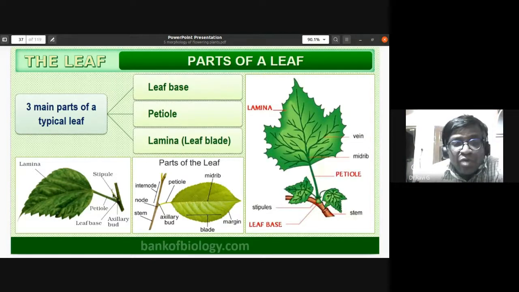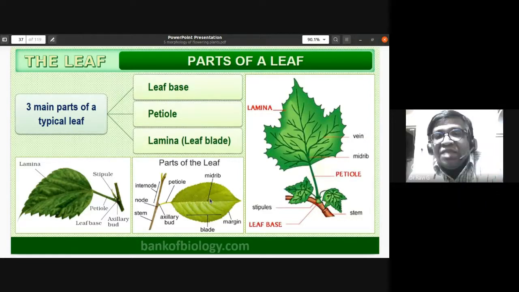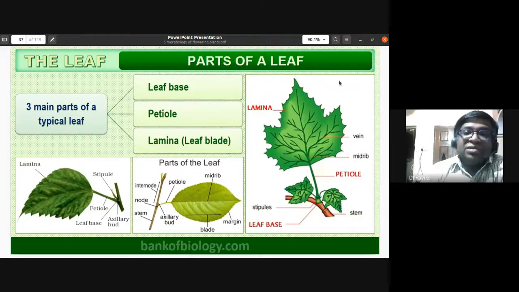A small leaf-like structure is found at the leaf base. We call it a stipule, and you can also notice this axillary bud at the leaf base, which later develops to form the branches. Okay, they are the parts of the leaf. So the three main parts of a typical leaf are the leaf base, petiole, and lamina, which we also call the leaf blade. The tip of the leaf we call the leaf apex.